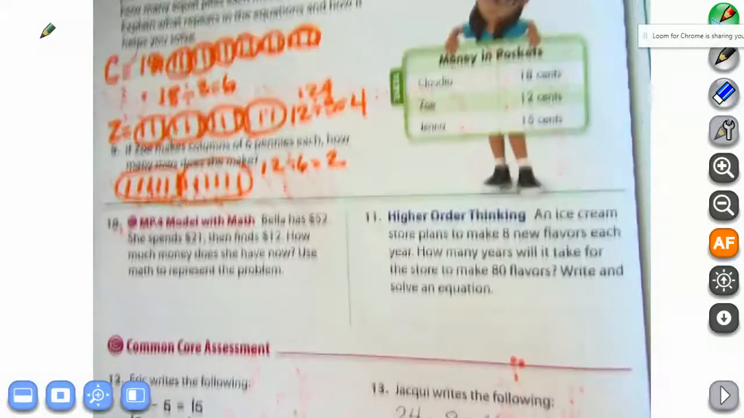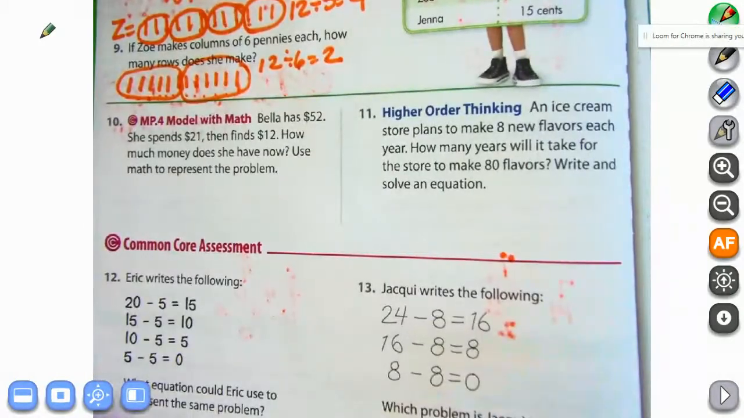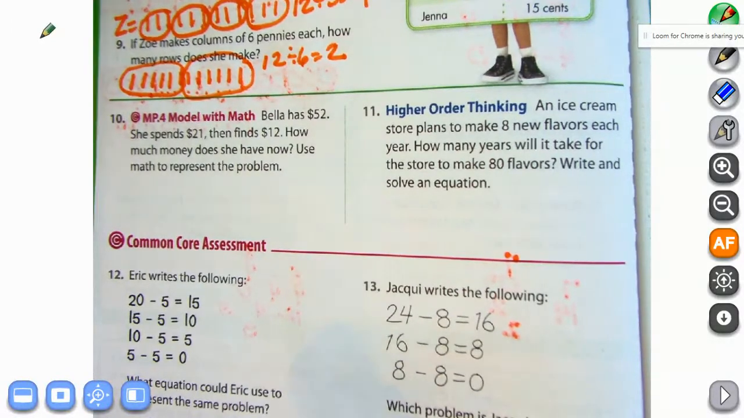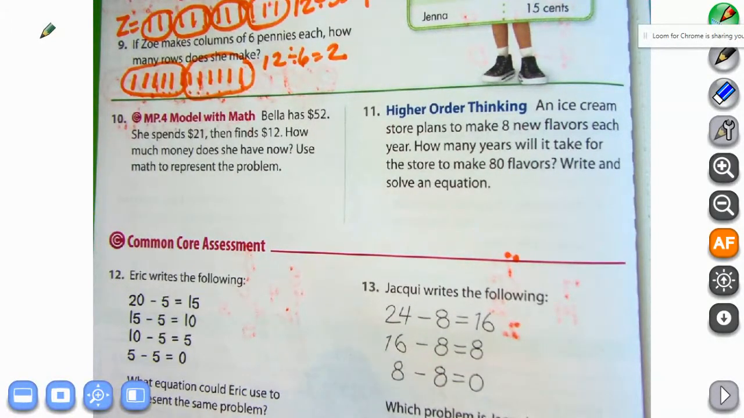All right. Make sure you get that written down. Number 10. Bella has $52. She spends $21, then finds $12. How much money does she have now? Use math to represent the problem.